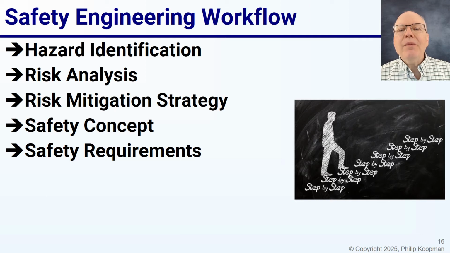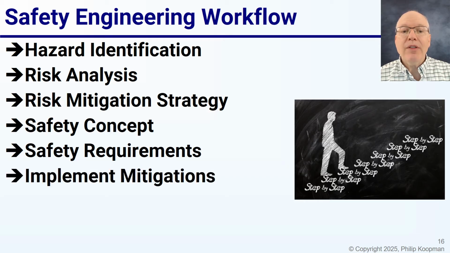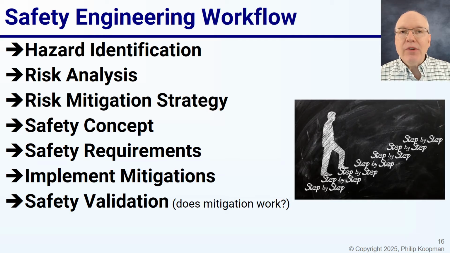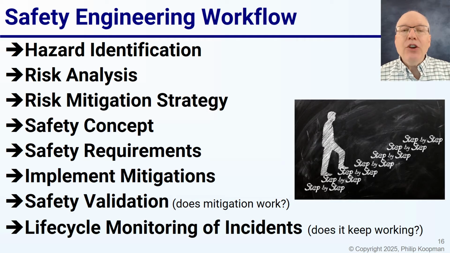And you may mix and match these steps, but the flow is you go from the hazard identification to the risk analysis, and you come up with a way to limit the risk, and then you come up with engineering requirements that implement that way you came up with. You implement them, you validate that they really work the way they're supposed to, and you do life cycle monitoring of incidents. That's safety engineering in a nutshell.